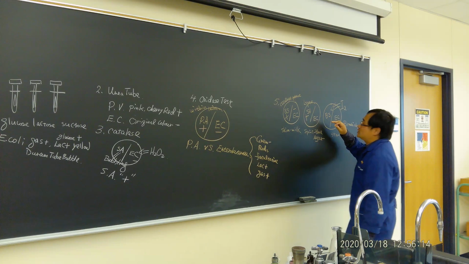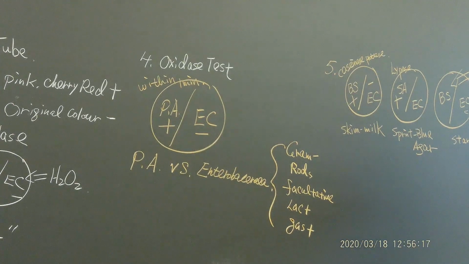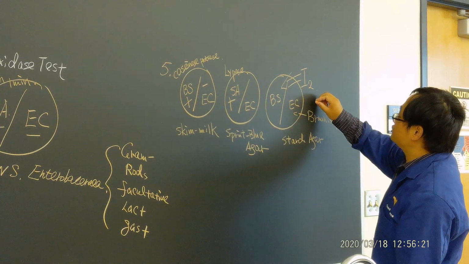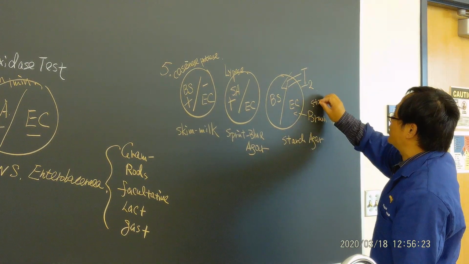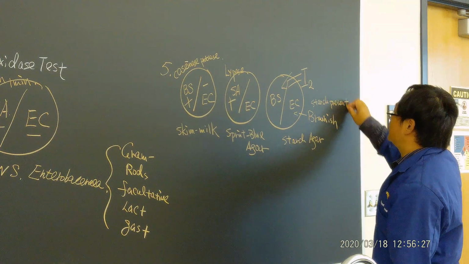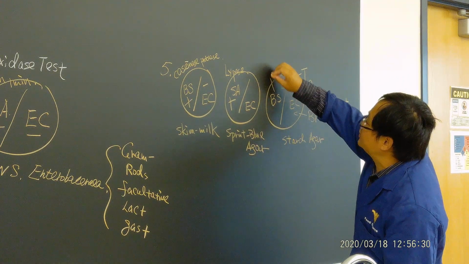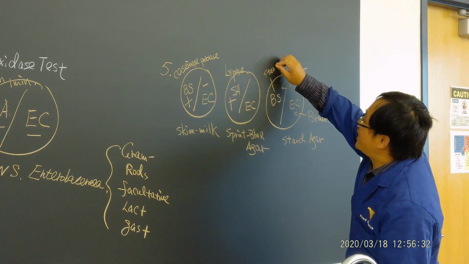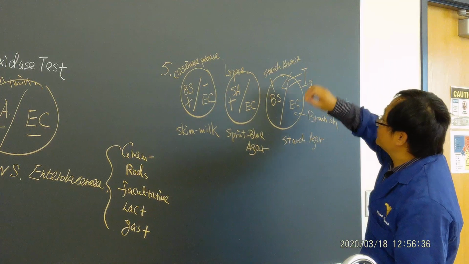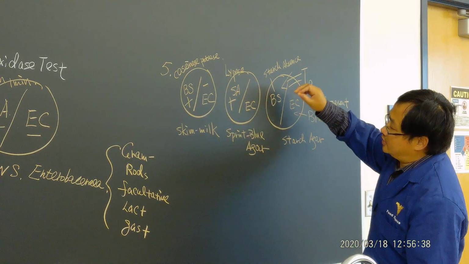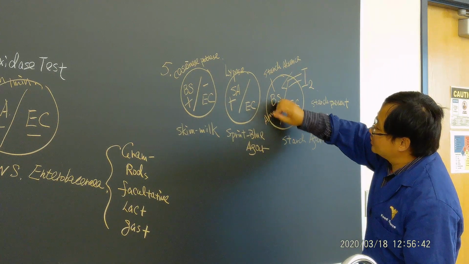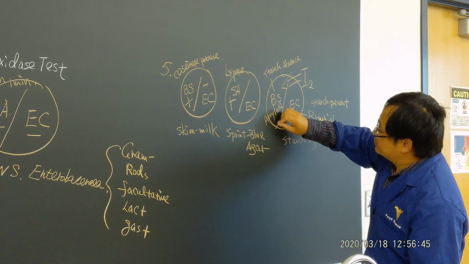And this one, you see the iodine is on the top, but did not really turn brownish. So what does that mean? You see the brownish, which means starch is still there. So starch present. And on the other side, you didn't see brownish, which means starch absent. So this Bacillus subtilis is amylase test positive.